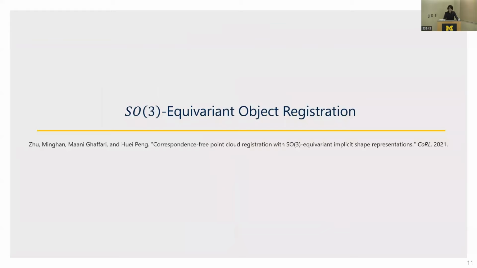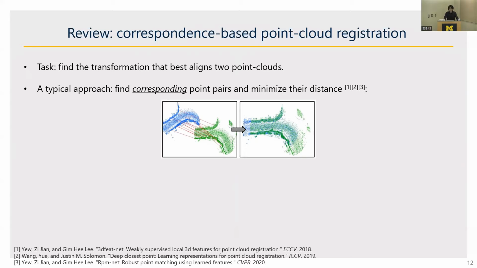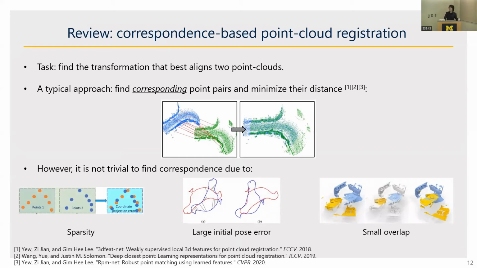So let's get into the first part, SO3 equivariant object registration. We first briefly introduce the task. The registration task is to find the transformation that best aligns two point clouds. A typical approach is to find corresponding point pairs and minimize their distance. However, it is not that straightforward to find correspondence due to challenges including sparsity of the input point clouds, the large initial pose error, and a small overlap between the pair of point clouds.